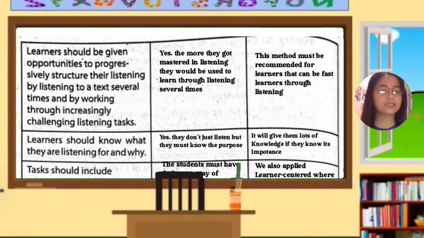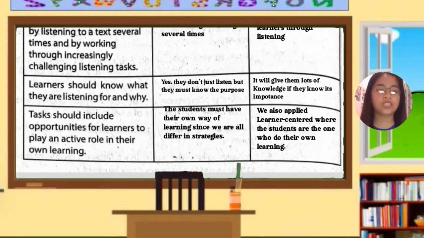So last is tasks should include opportunities for learners to play an active role in their own learning. So the students must have their own way of learning since we are all different in strategies. The teacher's feedback is we also apply learner-centered where the students are the ones who do their own learning.